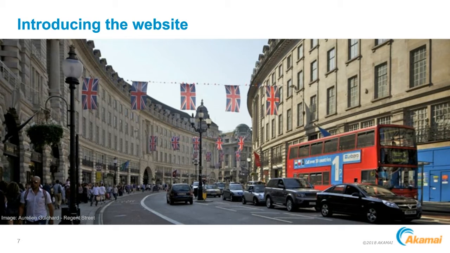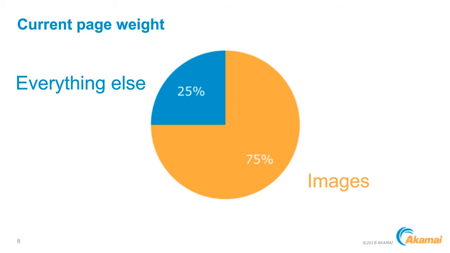And their site is typical in more ways than one. If you've been to any performance conferences in the last few years, you will have noticed a lot of people talking about image weight being the biggest culprit for slow websites. When we look at their homepage, we see that 75% of the transmitted bytes come from imagery, which means only 25% is coming from CSS, fonts, JavaScript, HTML, all those interesting things to make a website work.